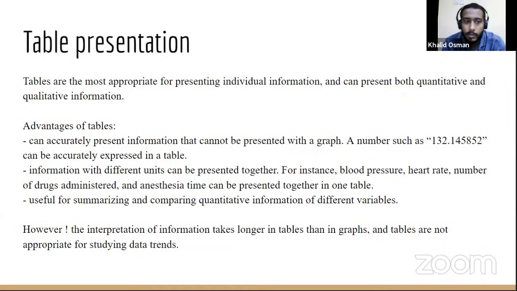However, there is a very important thing to consider, which is that the interpretation of information takes longer in tables than in graphs, and tables are not appropriate for studying data trends. It takes a longer time to comprehend a table than a graph. In a graph, you can sometimes just view it and understand the data, but in a table, you must go through all the columns and the rows to understand the data.